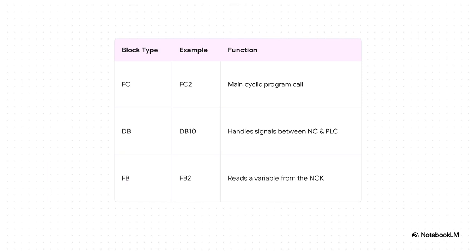And listen, the official list in the manual is massive, so don't get overwhelmed. This is just to give you the basic idea. For example, a block like FC2 is basically the main on switch. DB10 works like a shared mailbox for messages between the NC and the PLC. And FB2 is a special little tool that lets you read a variable right from the NC kernel. These are just some of the pre-built tools your own program is going to use.